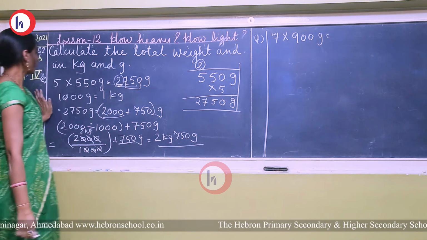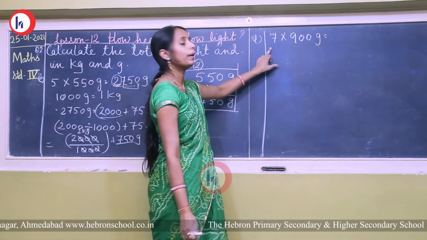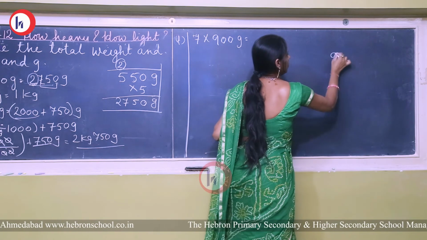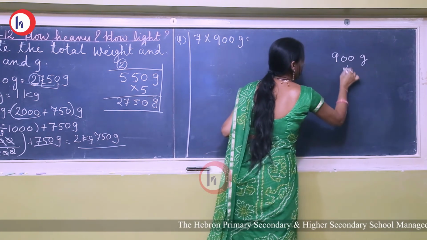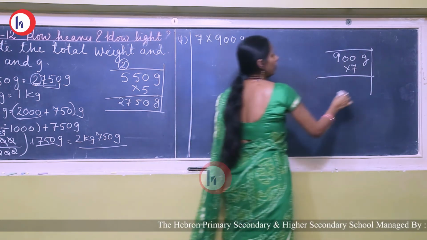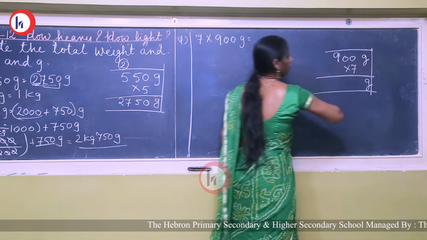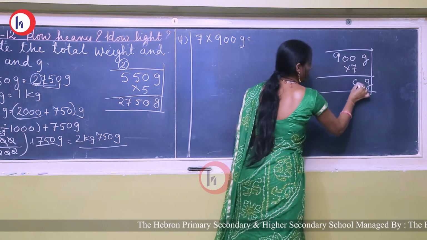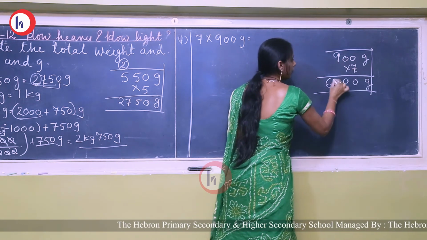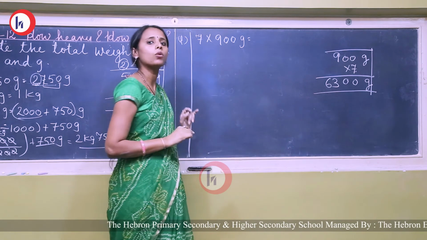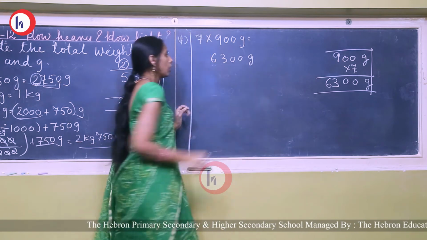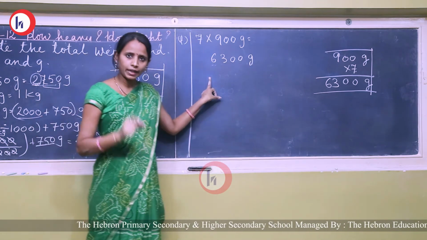Okay. Next, 7 multiplied by 900 gram. 900 gram multiplied by 7. So first of all, we'll write the unit. 7 multiplied by 0 is 0. 7 multiplied by 0 is 0. Now 7 9s are 63. So the answer is 6,300. 6,300, it is gram. So if we want to convert into kilogram, we can do it.